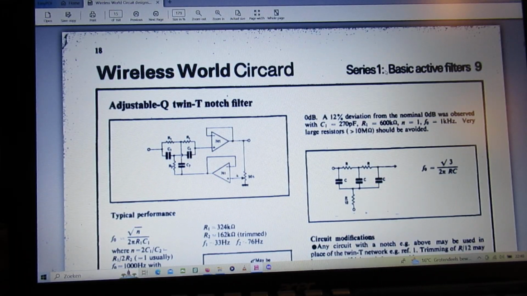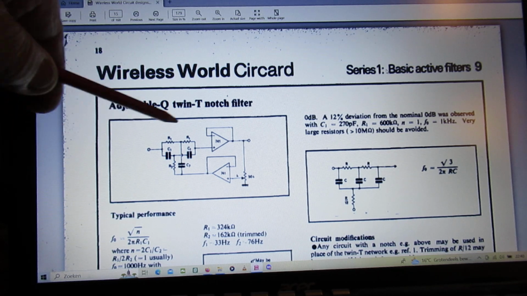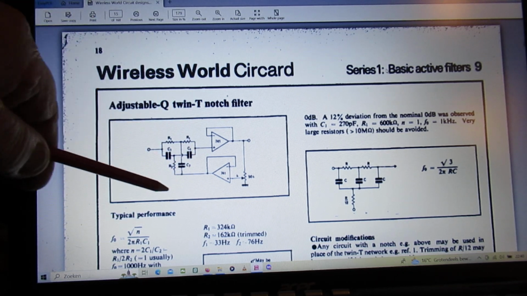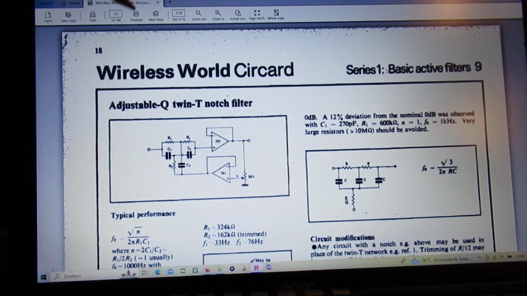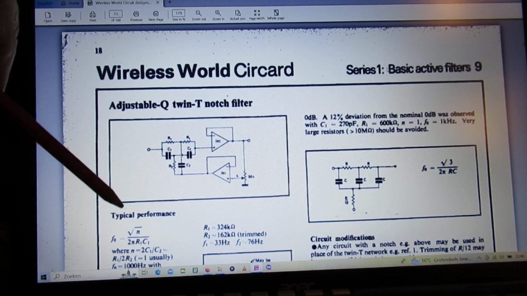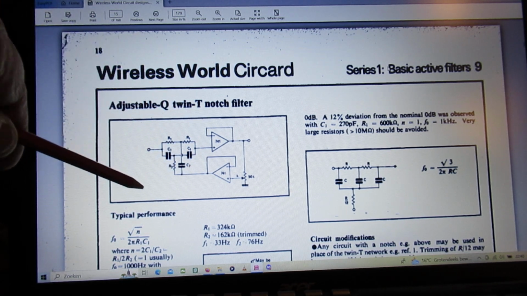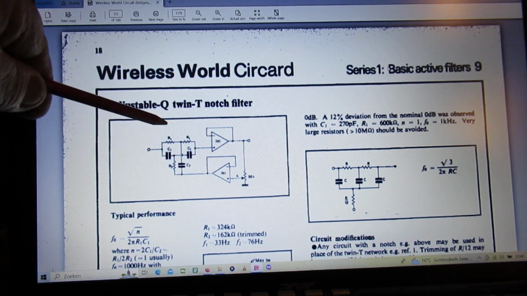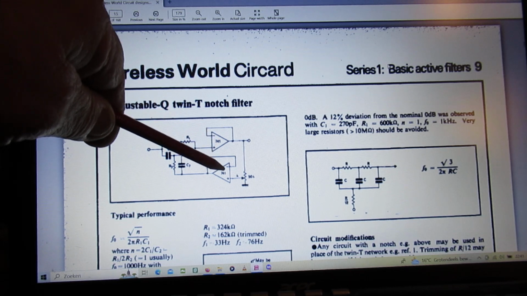So twin notch, that's very interesting. This is a typical notch filter, and this is also the typical way of how a notch filter is made. Like I told, it presses down all the frequencies at a certain frequency. That depends on this part of the filter. This is typical for a notch filter, but now it's made with a 741.